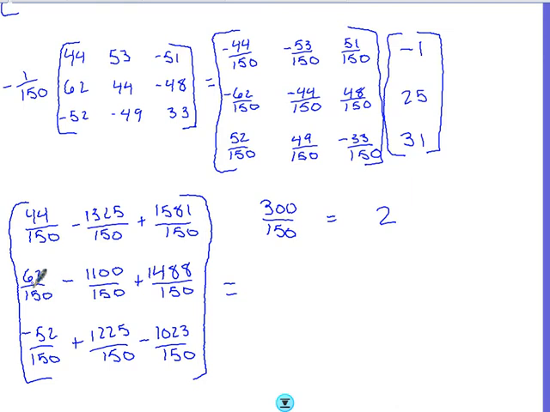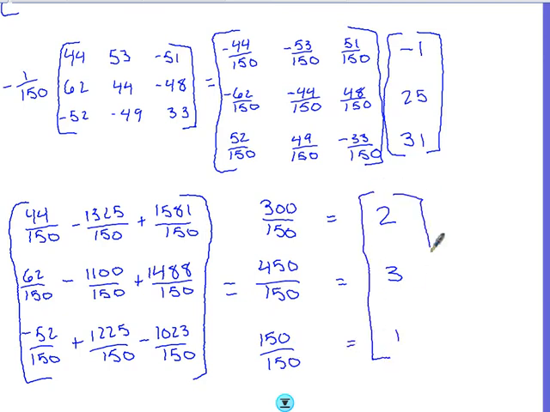Alright, same thing here. 62 minus 1100 plus 1488 is 450 over 150, which is 3. And then negative 52 plus 1225 minus 1023 is 150 over 150, which is 1. So here is my final answer, 2, 3, 1.